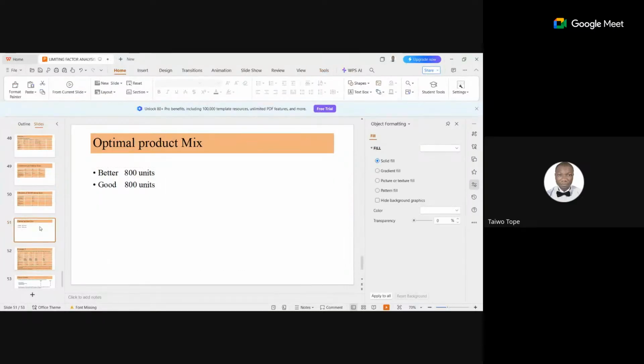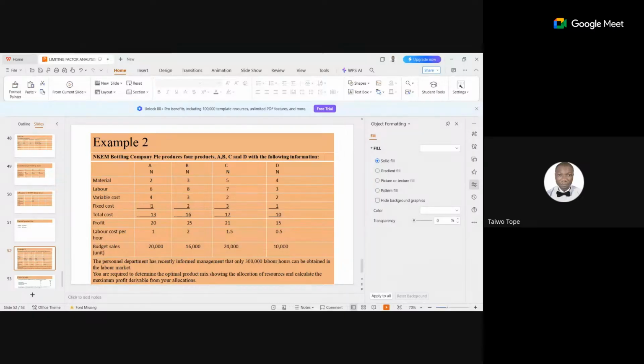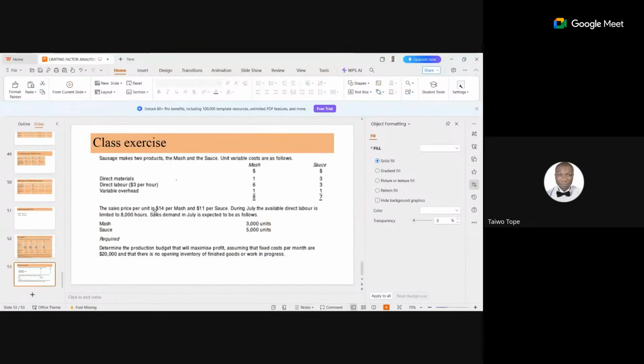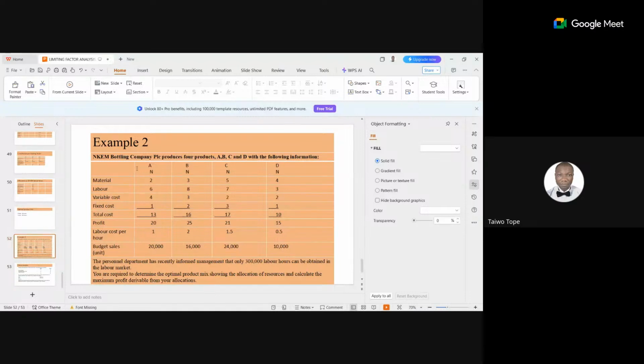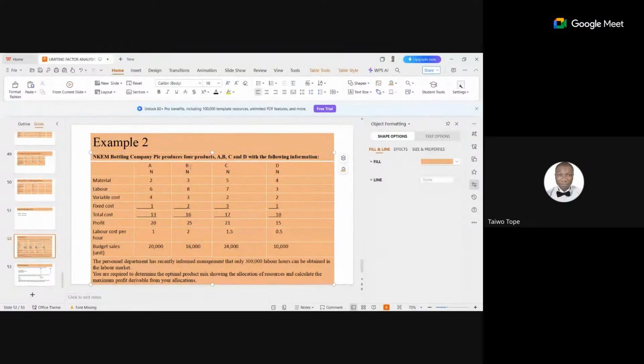So this is the requirement of this question. We're going to quickly look at another similar example, example 2. Then after that, you will help me to solve this, even while in this class. So this is a class exercise, but let's solve this first so that you'll be very firm and grounded. So somebody can read this, please.